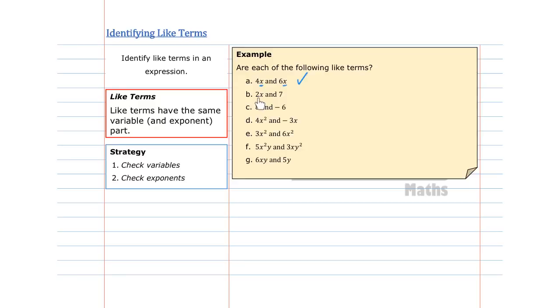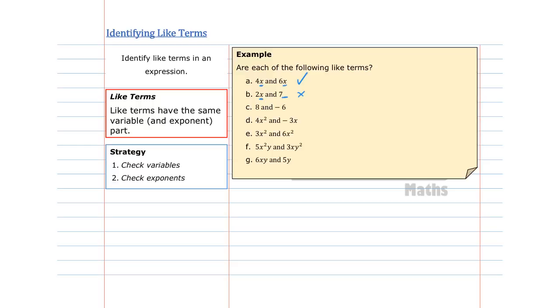In B, we have 2x and 7. Now we don't see a variable here with a 7. So we say that the variable part is non-existent, or it's times 1. 2x obviously does have a variable, which is x. So x and nothing, they're not the same variable. So it's not a like term.